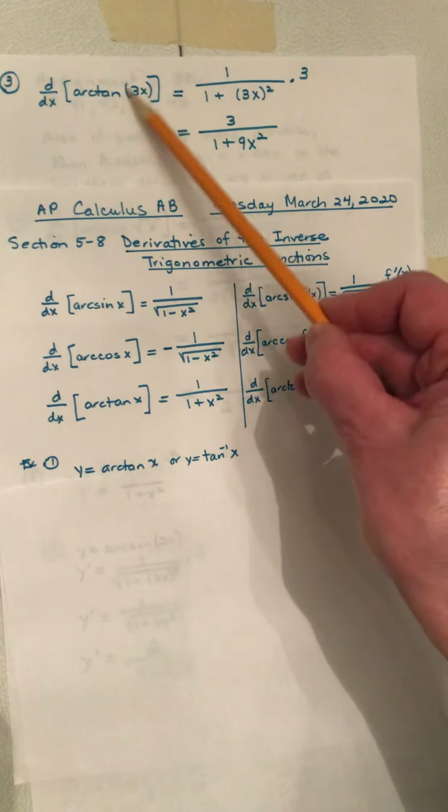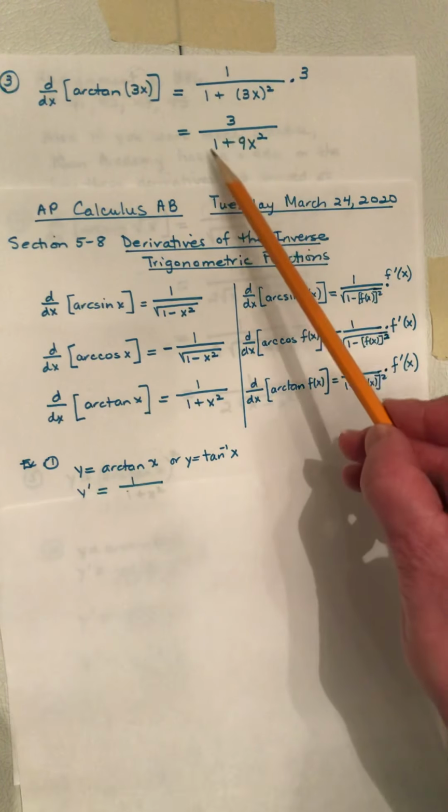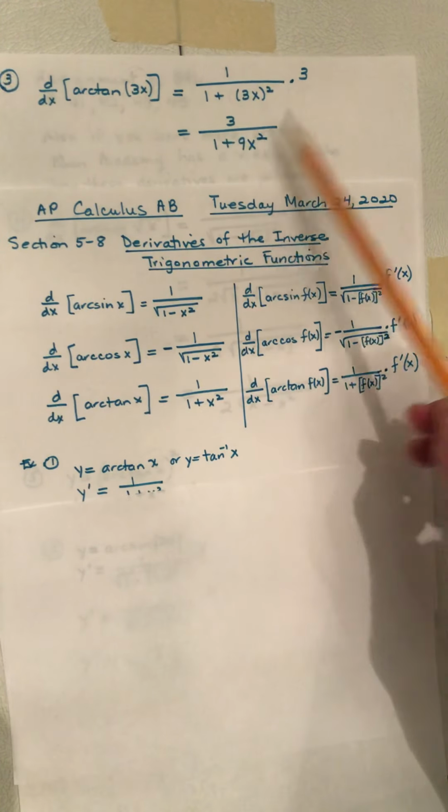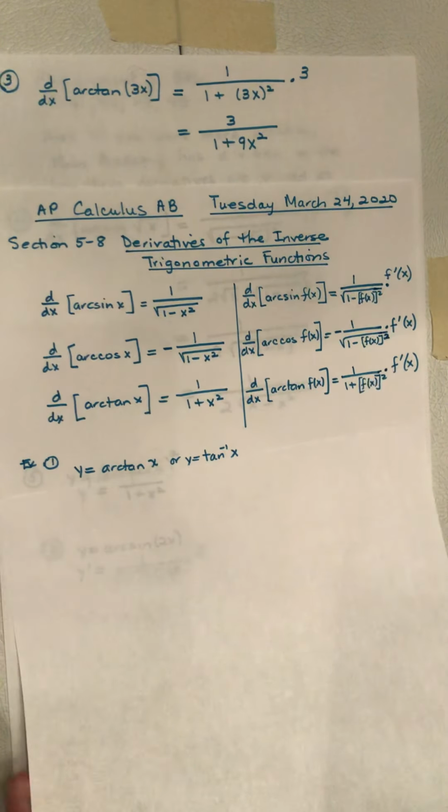times the derivative of 3x by a chain rule, which is 3. And we end up with 3 over 1 plus 9x squared. Not too bad, right? Okay, let's look at the next one.